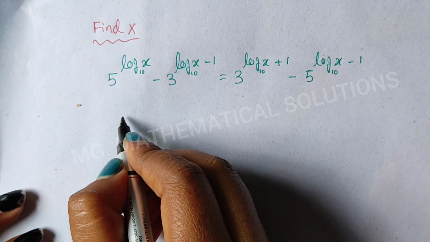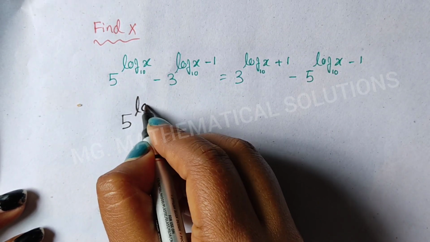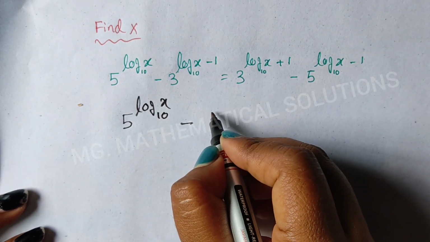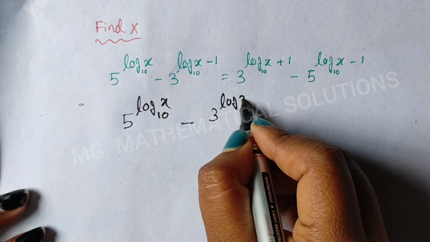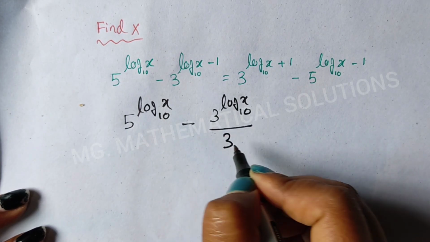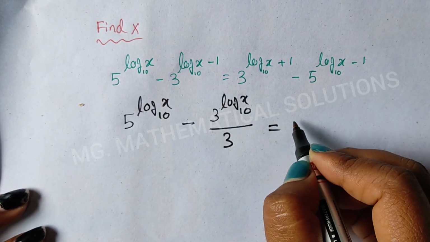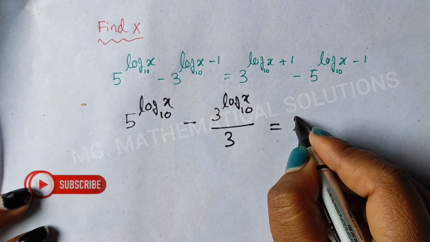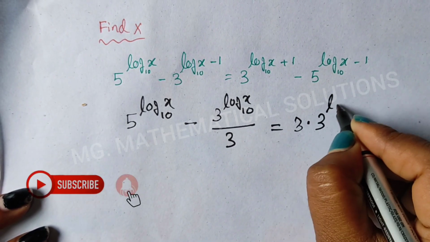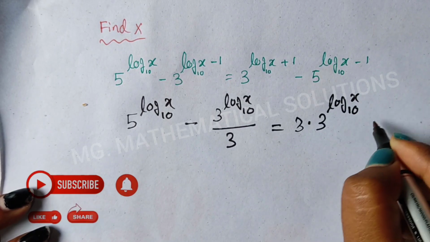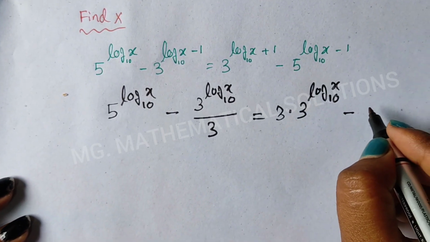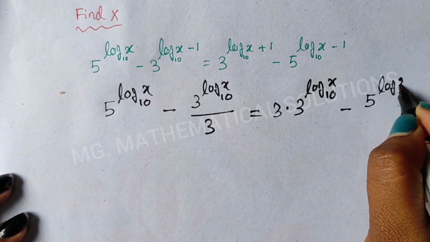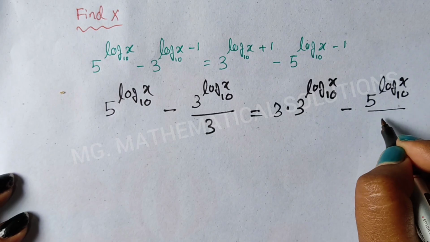First, we write this term: 5 to the power log x base 10 minus 1 means 5 to the power log x base 10 divided by 5. And 3 to the power log x base 10 plus 1 means 3 times 3 to the power log x base 10. And 3 to the power log x base 10 minus 1 means divided by 3.